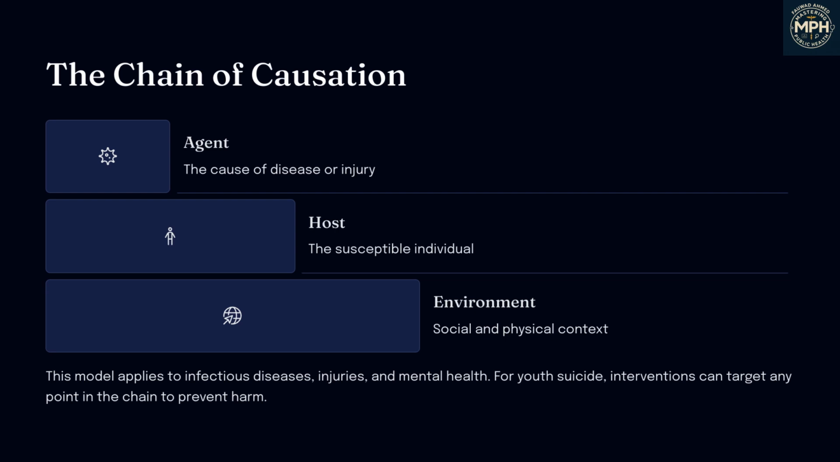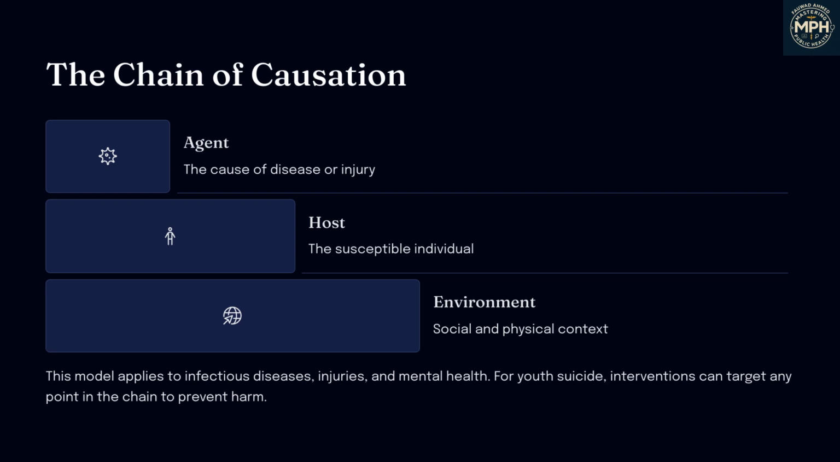For example, let's consider youth suicide, which is sadly the second leading cause of death in the 15 to 24-year-old age group. Here, the host is the susceptible young person. The agent is most often a gun or an overdose of pills. And the environment includes the young person's entire social context, such as family, school, and social media.